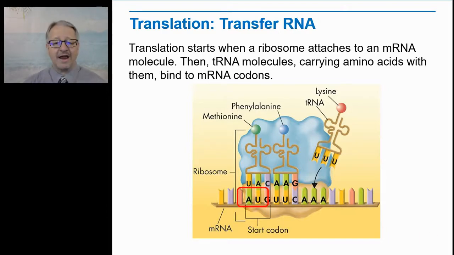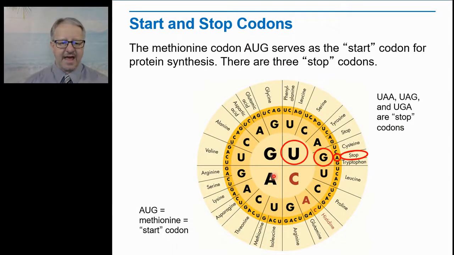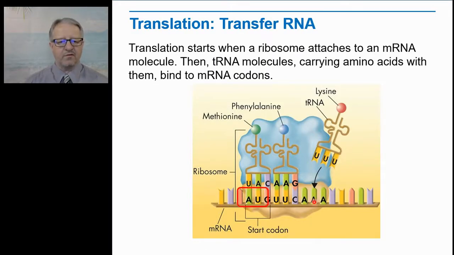Now, tRNA molecules come into play here as well. And these are the molecules that carry those amino acids that are coded for by the codon. And they are complementary to the mRNA strand as well. Now, what do I mean by they are complementary? Well, you can see right here that there are 3 U's in a row. And here is 3 A's in a row. So the codon AAA, if we go back to our wheel, we see that AAA is lysine. So AAA is going to code for lysine.